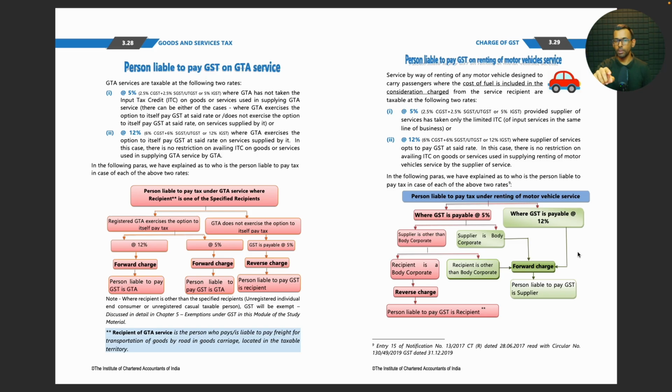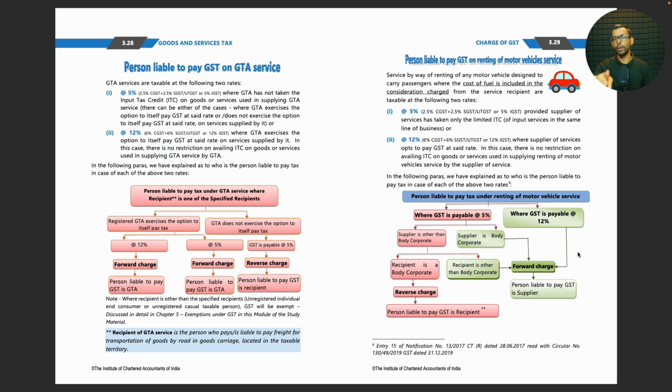If you go for the 5% option, then you have to see whether you are a body corporate or not. Let's say you are a supplier and not a body corporate, but I am the client. If I am a corporate, then it is 100% reverse charge. But if you are a supplier, not a corporate, and I am also a recipient who is not a corporate, then it is forward charge. You can choose 5%, whatever you want.